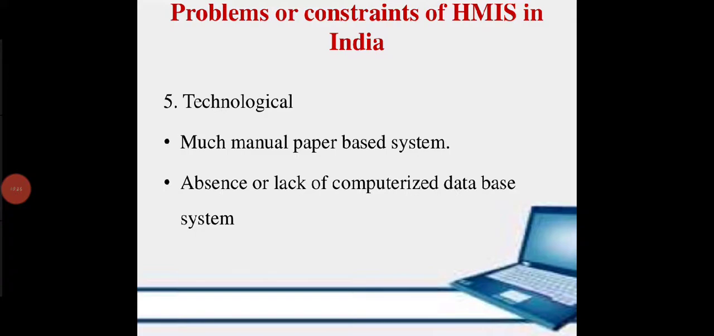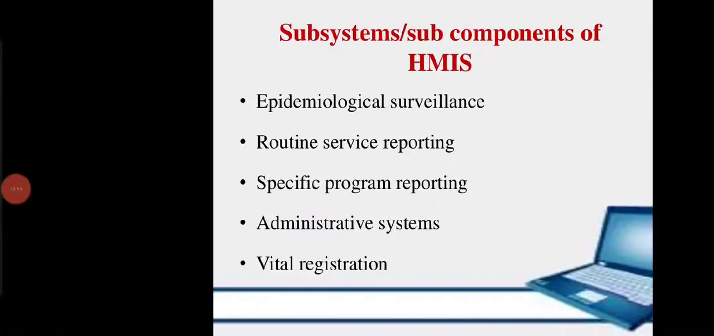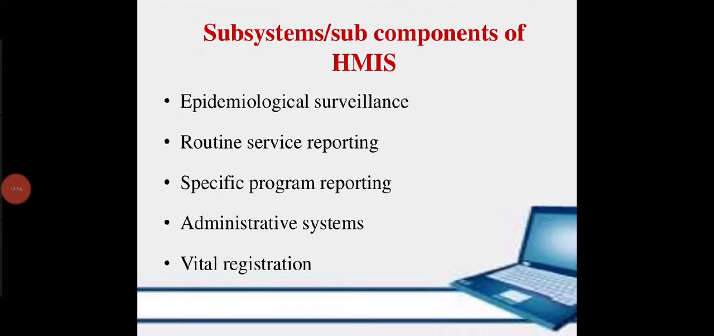And technological problems: much manual paper-based system, absence or lack of computerized database system. Okay, it is manual. Most of the time the MIS is manual, with less usage of computers, and computerized data is very little or absent. So what are the subsystems or subcomponents of HMIS? Epidemiological surveillance, routine service reporting, specific program reporting, administrative system, and vital registration. So these are the subsystems coming under the HMIS. Okay?